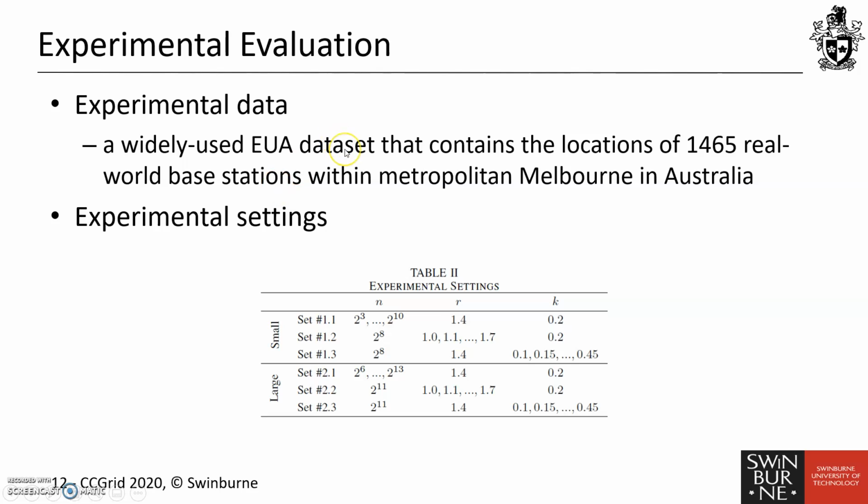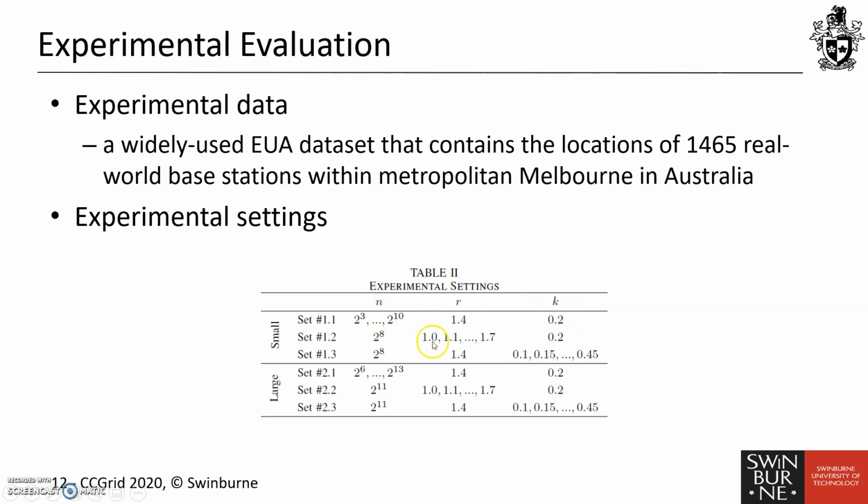To experimentally evaluate the performance of these two approaches, we conduct experiments based on a public dataset. This dataset can be found in the paper as well. For the experiment settings, we use this table to test the performance of these two approaches based on two sets of experiments. The first one is a small scale experiment setting, and the second is a large one, based on three parameters: the number of base stations, the coverage of each base station, and the number of edge servers.